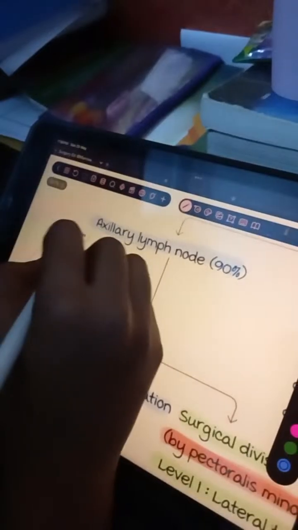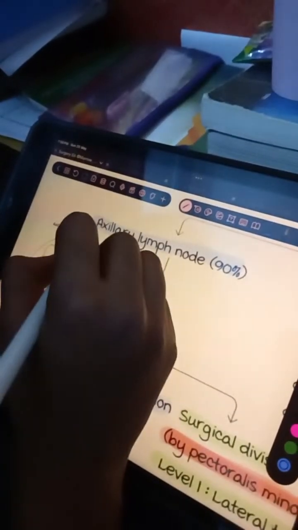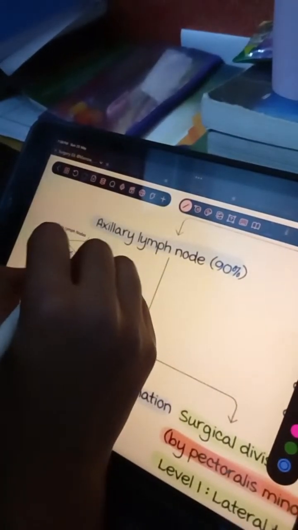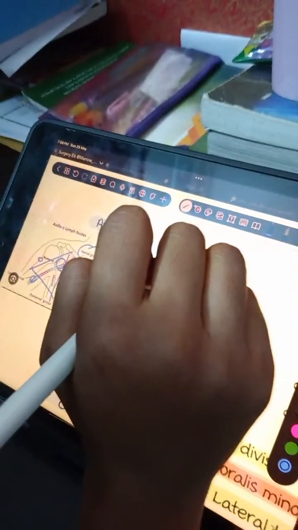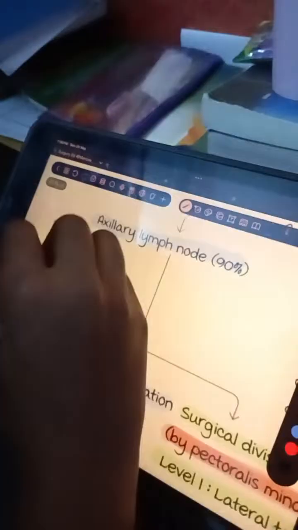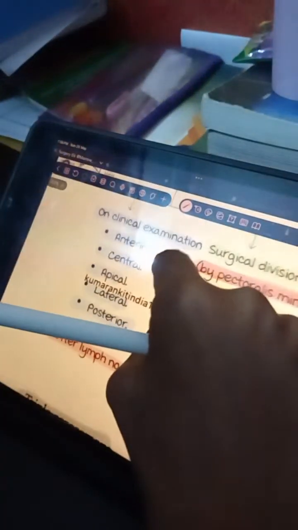So if we see here, we're going to observe. We have apical group, then we have central group, then we have anterior, posterior, and lateral groups. So apical, central, anterior, posterior, and lateral.